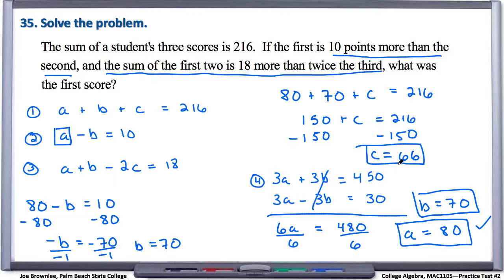All right, so there are all 3 scores, A, B, and C. A was the first score, which is what we were trying to solve for here in number 35. So this is the actual answer. A equals 80, or the first score was 80, but it wasn't too much more work to go ahead and solve for the remaining 2 scores. So score 2 was 70, and score 3 was 66.